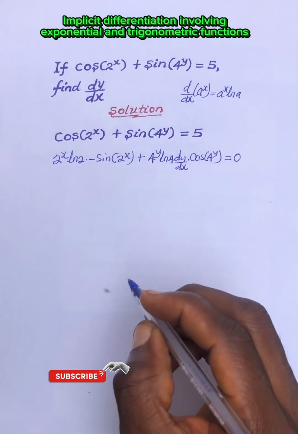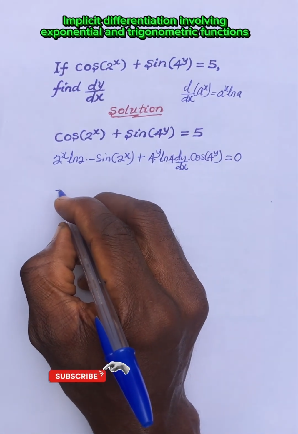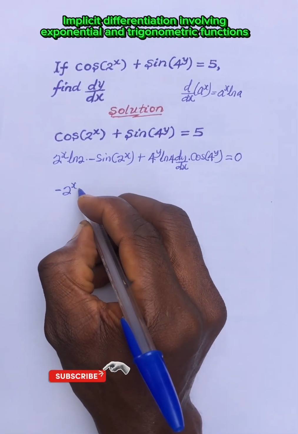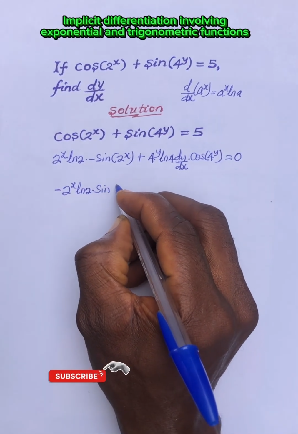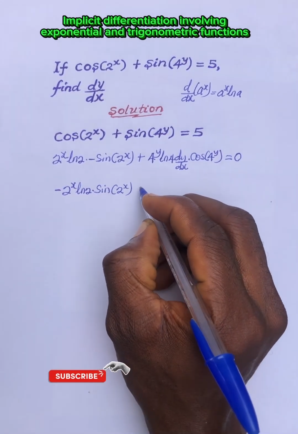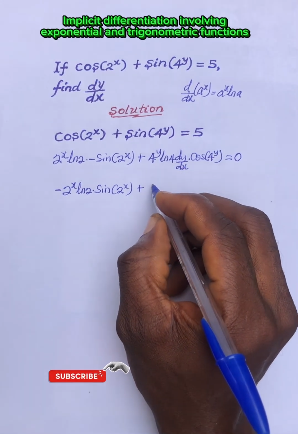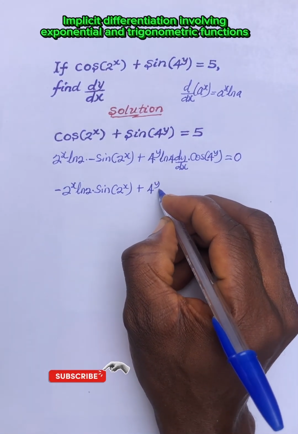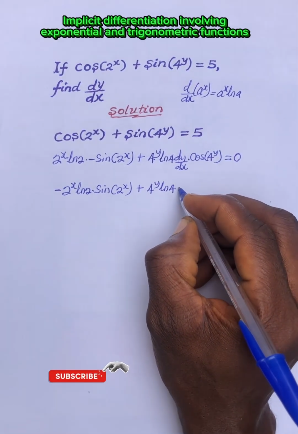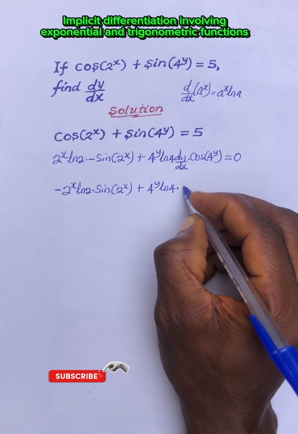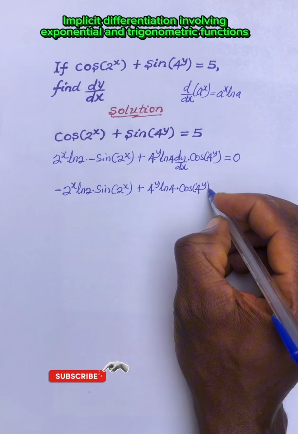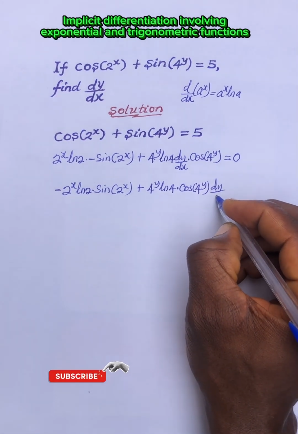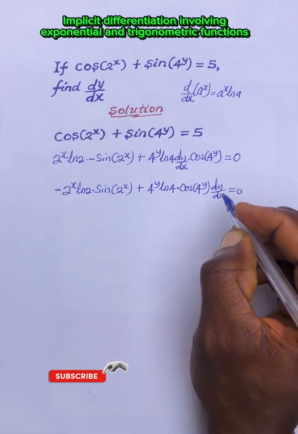Equal to 5 is a constant, and that becomes 0. Now we have minus 2^x ln 2 times sin(2^x) plus 4^y ln 4 times cos(4^y) dy/dx equal to 0.